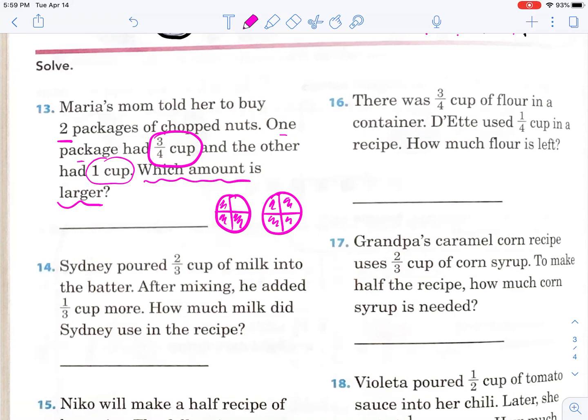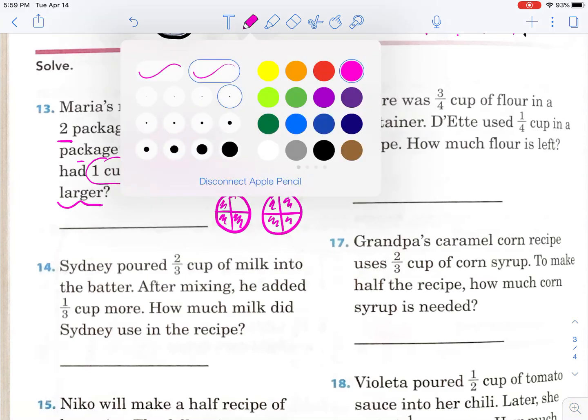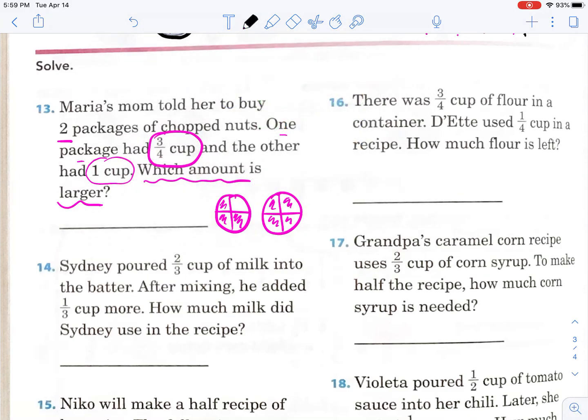We know that 1 cup, and some people might be confused. So they'll say, oh, 3 is more than 1. No, but it's 3 parts out of 4 parts. So that is not more than 1. This is the same as 4/4, and we know that 4/4 is bigger than 3/4. So what is larger? Your answer is 4/4 of a cup, which is the same as 1 cup. 1 cup is larger. Do you see that?